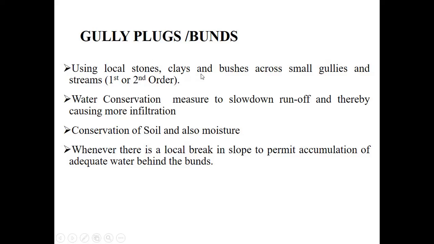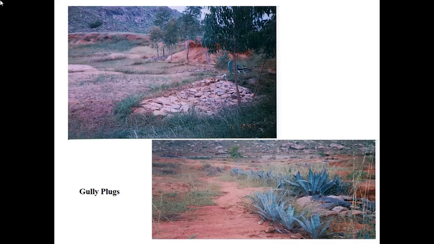Gully plugs or bunds. Using locust stones, clay and bushes across small gullies and streams, streams of first order and second order, these gully plugs or bunds are established. It is a water conservation measure to slow down the runoff and thereby cause more infiltration. With the help of gully plugs, conservation of soil and also soil moisture can be achieved. Wherever there is a local break in the slope to permit accumulation of adequate water behind the bunds, the gully plug method or bunds method is used. So this is a gully plug.